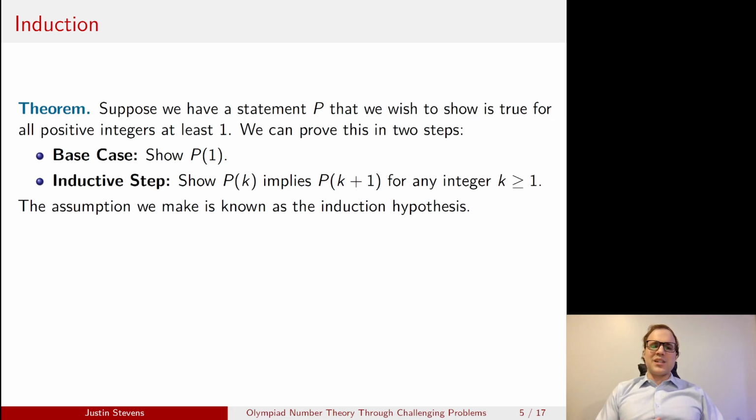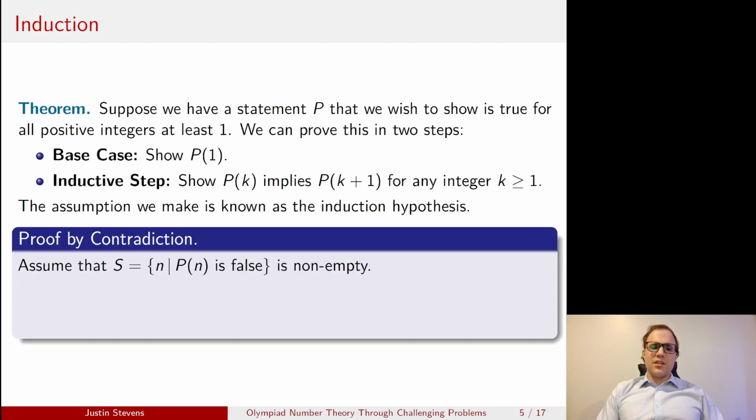Now this might sound a little abstract, so let's take a look at this through an actual example. So actually before we do that, I want to prove this fact for you, and I'm going to prove it by contradiction. So assume that the set S, which is equal to n such that p of n is false, is non-empty. Then let the least element of S be m. So we're going to be using the well-ordering principle that we saw from the last slide.